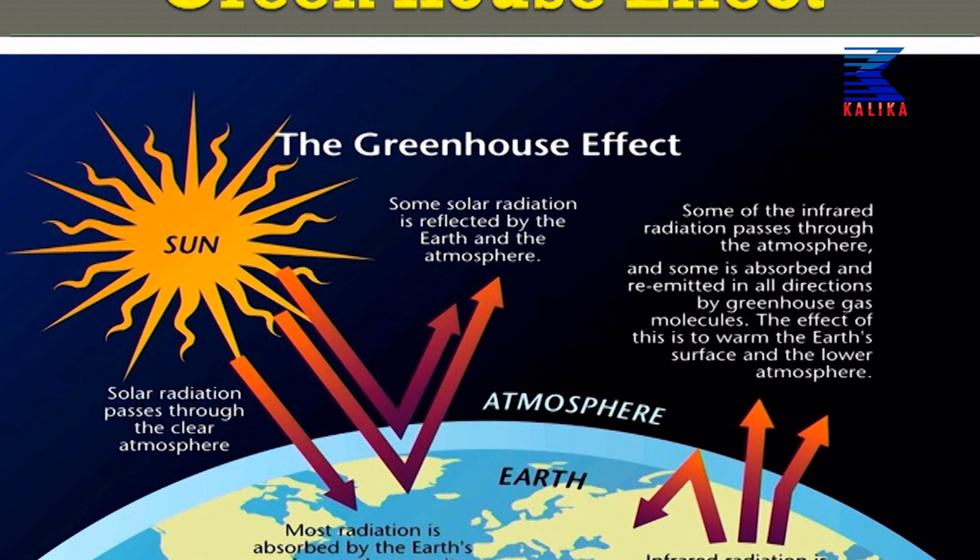Infrared radiation is emitted from the earth's surface. Then, most radiation is absorbed by the earth's surface and warms it, causing the greenhouse effect. The atmosphere acts as the glass or plastic wall, like that of the artificial greenhouse. They are causing the higher temperature of the earth. That's called the greenhouse effect.